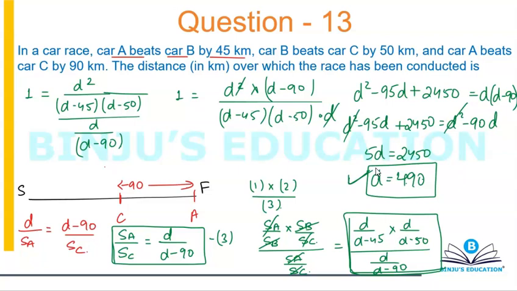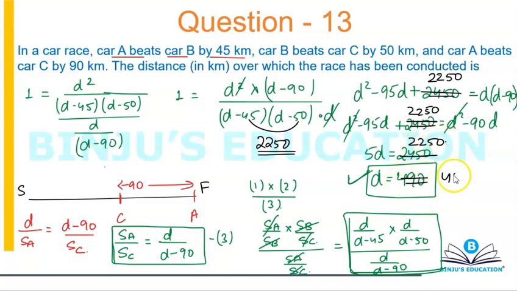I think I've made one silly error. Yeah, okay, I'm sorry for that. 45 into 50 is 2250, it's not 2450. I've made that error, I'm sorry for that. So this is 2250, so this will basically become 450. But anyways, this is the way you are supposed to solve the question.